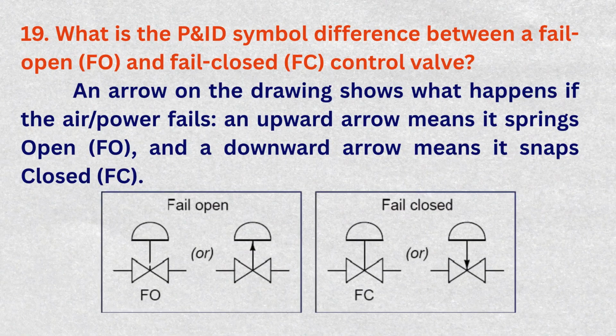What is the P&ID symbol difference between a fail-open, FO, and fail-closed, FC, control valve? An arrow on the drawing shows what happens if the air power fails. An upward arrow means it springs open, FO, and a downward arrow means it snaps closed, FC.